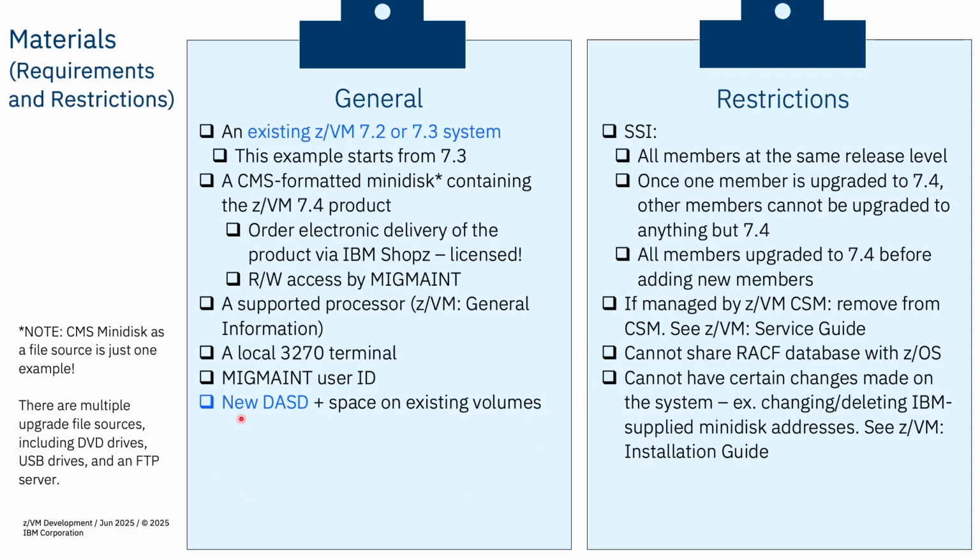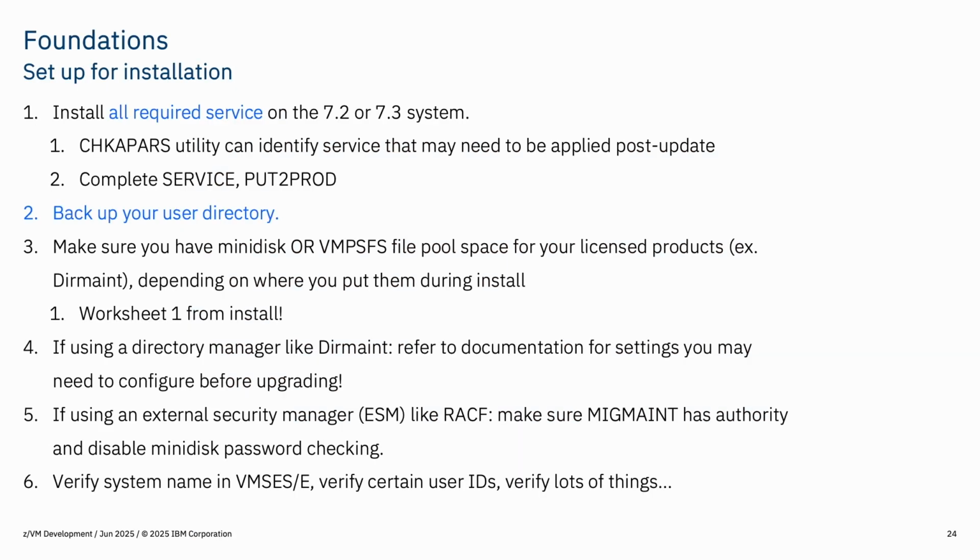You'll also need some new DASD. This is for installing that second level work system, and some space on our existing volumes for adding new user IDs. There are some restrictions, especially related to SSI systems, systems managed by CSM, and systems that have RACF enabled. Again, refer to the installation guide for more details about these. Before proceeding with the upgrade installation, we'll first need to check the existing system.